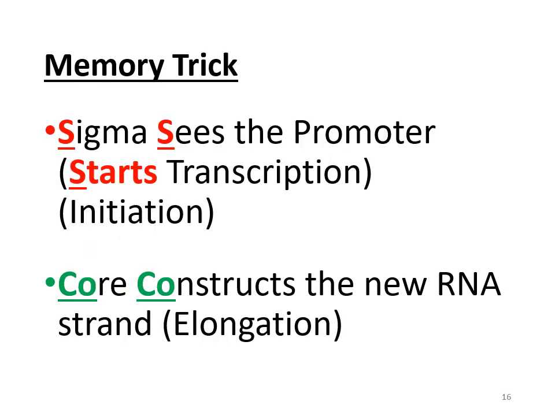So just to make sure that you have the memory trick written down in your notes, I've written it on this extra slide here. So sigma sees the promoter, and so it starts transcription. That's part of initiation. So whenever you're asked about initiation of transcription, remember, sigma subunit of the RNA polymerase and the promoter. Those are the two things involved in initiation of transcription. Whereas elongation, core constructs the new RNA strand, and that is elongation.